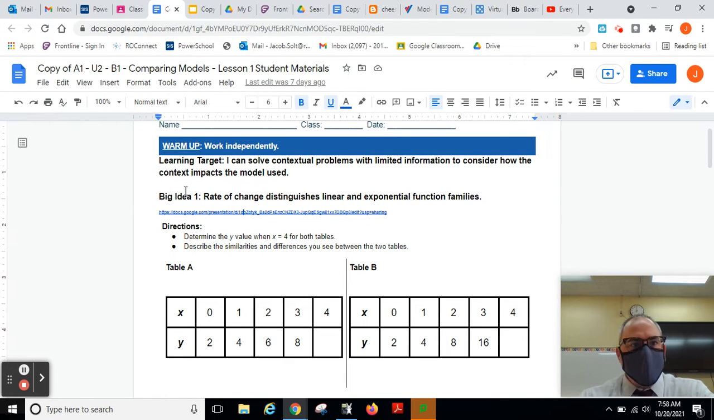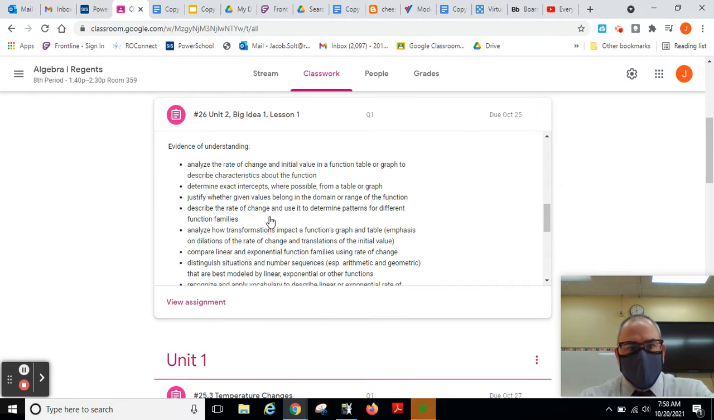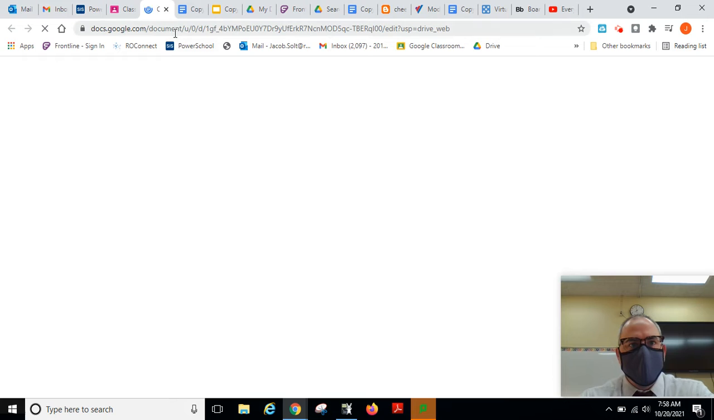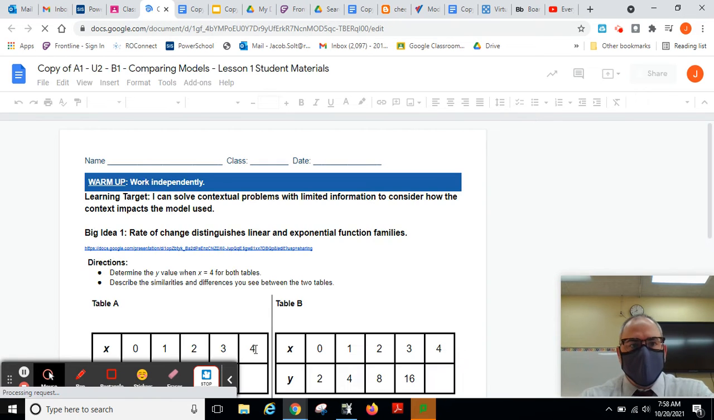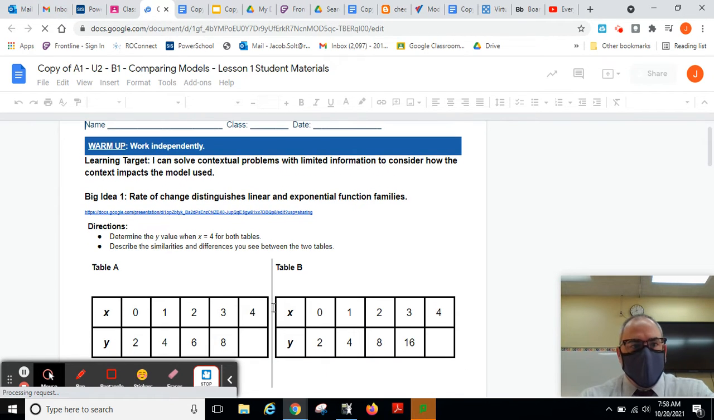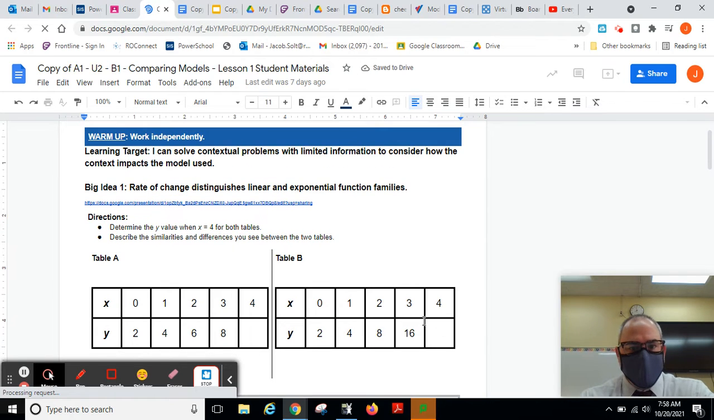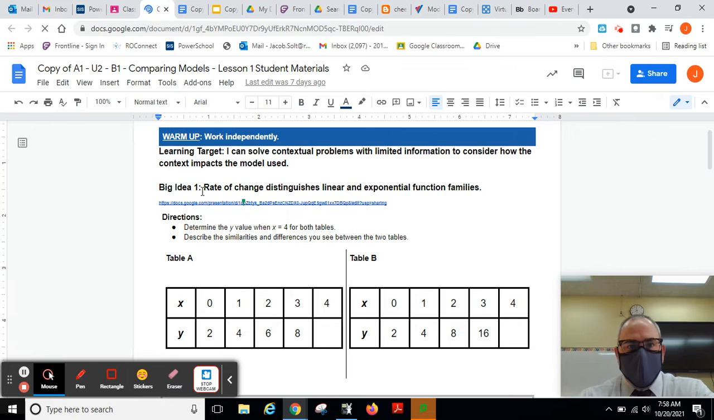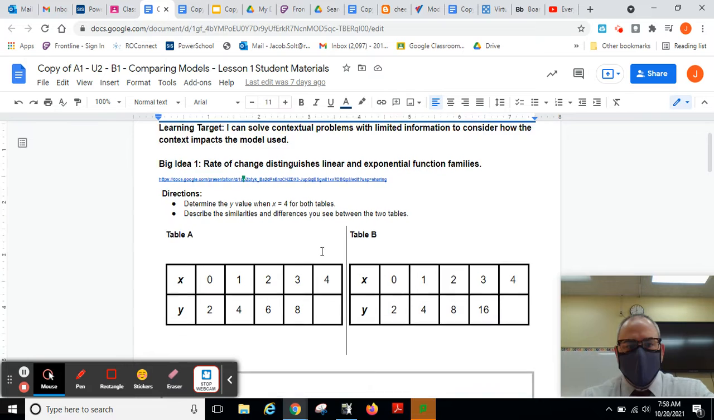Number 26 right here. Nope, I'm going to make sure I got the right one. There we go. All right, we have two tables, Table A and Table B. Take a look at these two tables. I want you to think about what the y value would be when x is 4 for both tables, and describe the similarities and differences you've seen between these two tables.